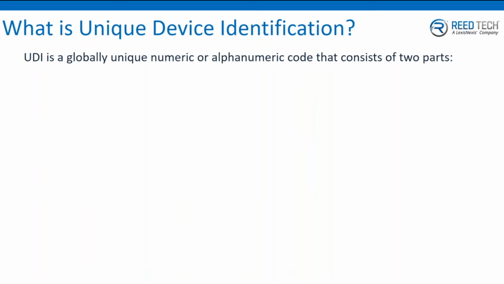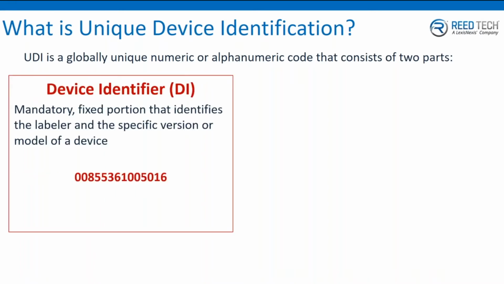So if we take a little bit more detailed look at that numeric or alphanumeric code of the UDI, we find the device identifier, which is mandatory. It's always going to be part of the UDI. It does identify the labeler and a specific version or model of a device. Now I'm using an example of GS1, and there's 14 digits here that identify our company, actually ReTech, and a particular model. Even though we don't make any medical devices, we do have this assignment.